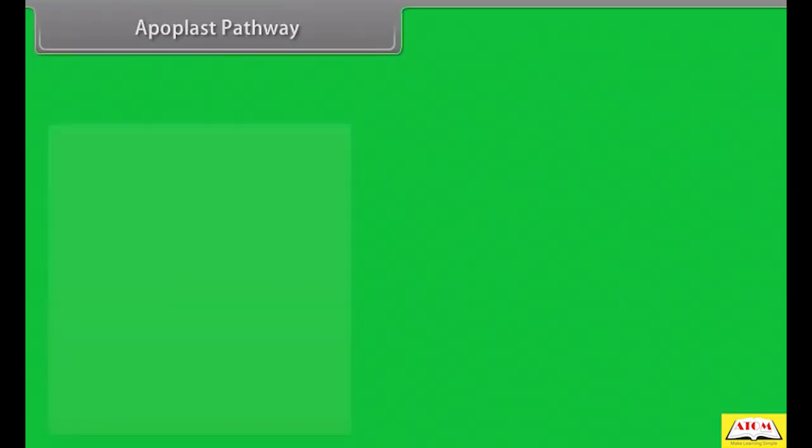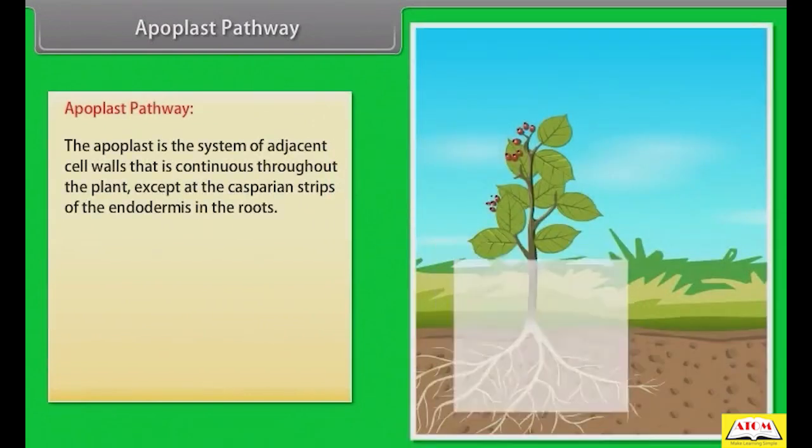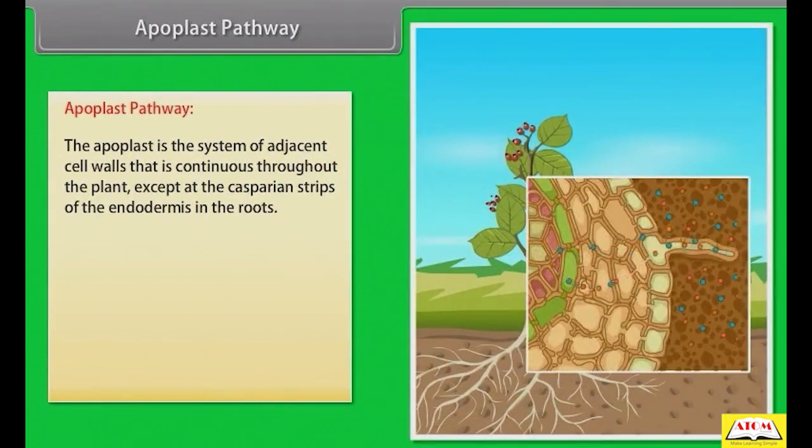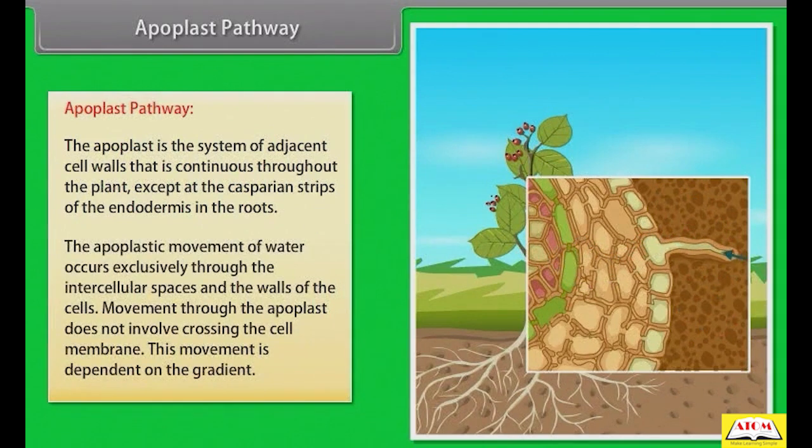Apoplast pathway. The apoplast is the system of adjacent cell walls that is continuous throughout the plant, except at the Casparian strips of the endodermis of the roots. The apoplastic movement of water occurs exclusively through the intercellular spaces and the walls of the cells. Movement through the apoplast does not involve crossing the cell membrane. This movement is dependent on the gradient.